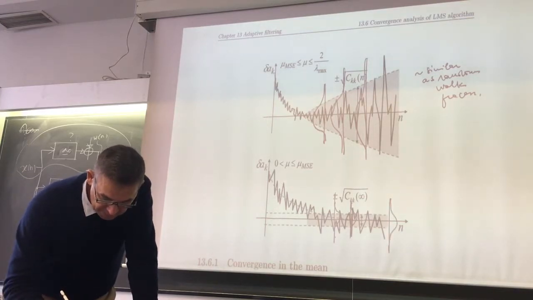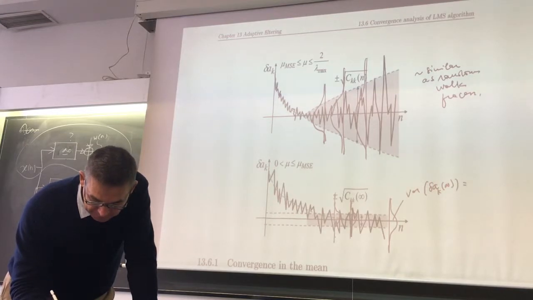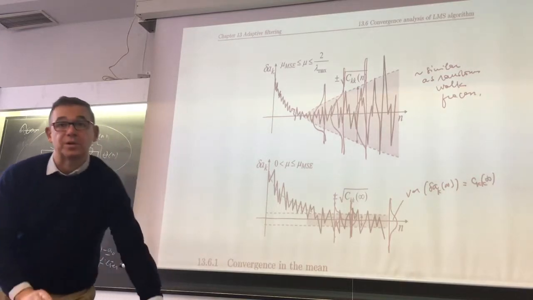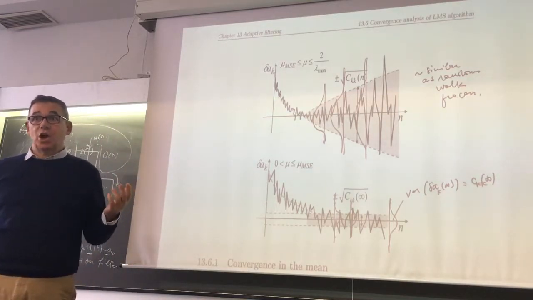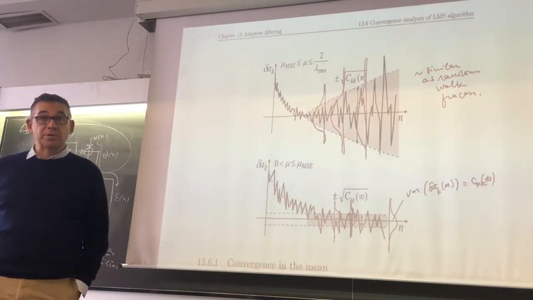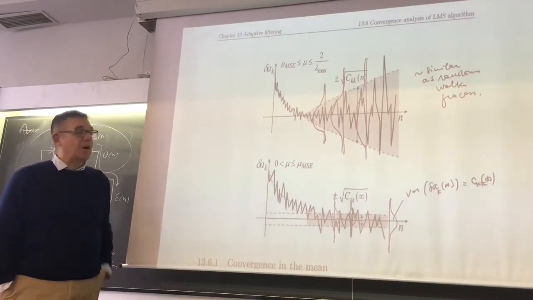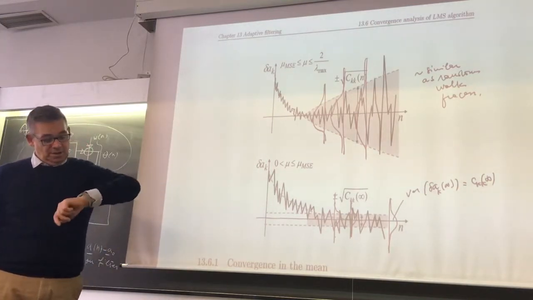So the variance of delta A k infinite is equal to C k k infinite, which is the variance of the dispersion when my time frame is going to infinite. Now, up to now it is only graphical.